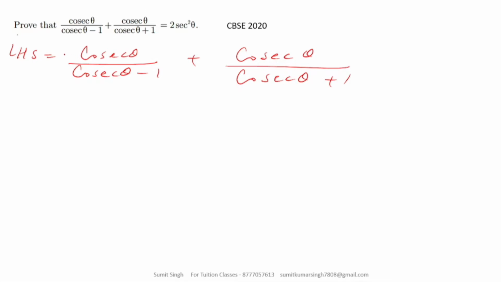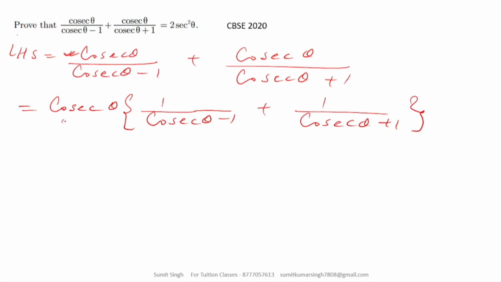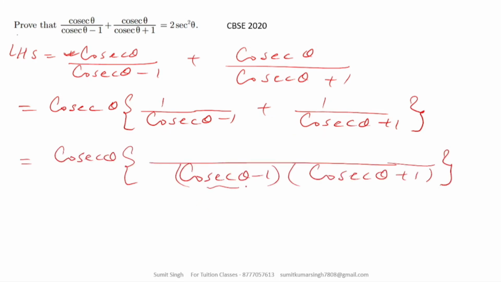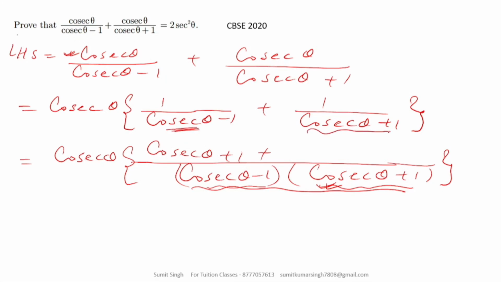So from here we will take the common cosec theta from both sides. After taking common cosec theta from both the terms, we will have these terms. Now we will take the LCM of the denominators, cosec theta minus 1 and cosec theta plus 1. Then we will have cosec theta minus 1 times cosec theta plus 1. One more thing, when we divide this entire term by cosec theta minus 1, we will have only cosec theta plus 1. That times 1 will give us cosec theta plus 1. We will repeat the same process with the second term, so we will have cosec theta minus 1.